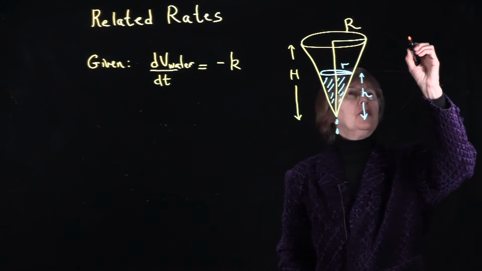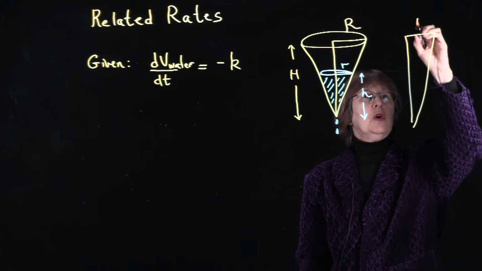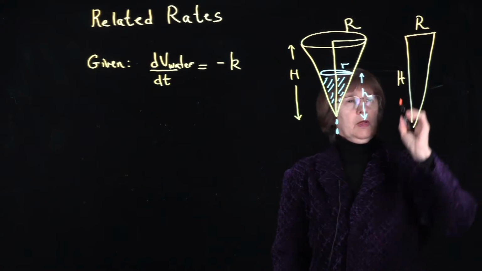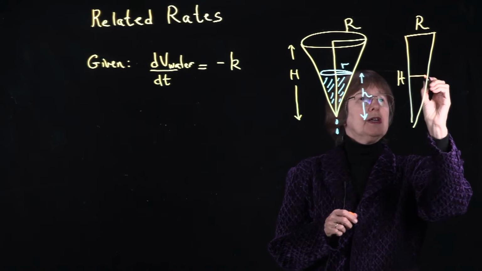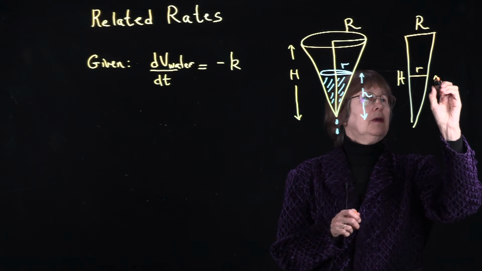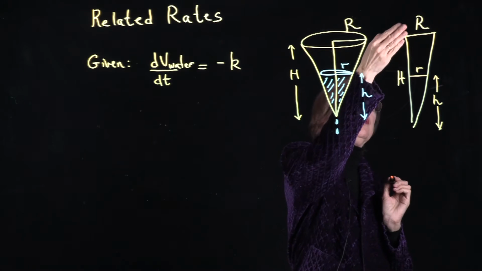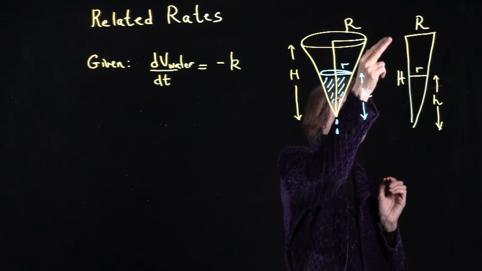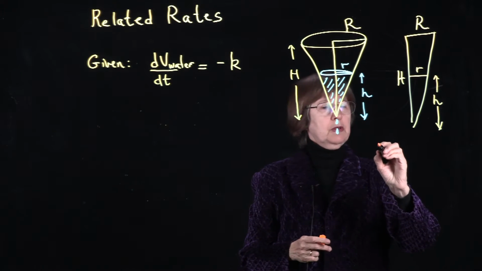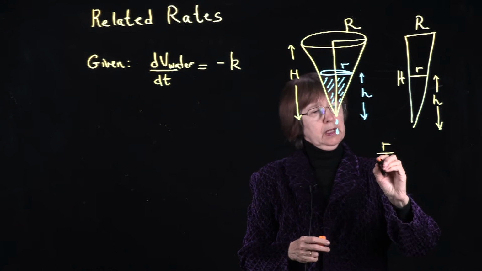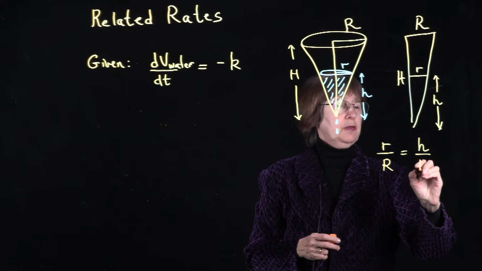Let's draw another picture in which we indicate a big triangle that sits inside the cone with radius capital R and height capital H. The level of water inside the cone is given by height little h and radius little r. We've got similar triangles where the large triangle is similar to the smaller triangle, and in that case we know that the ratio of little r to capital R is the same as the ratio of little h to capital H.